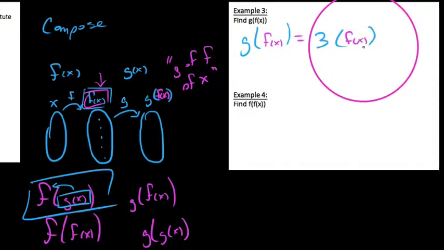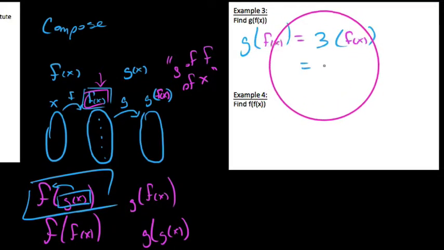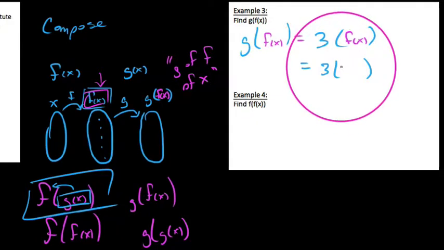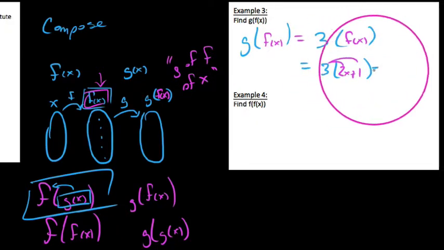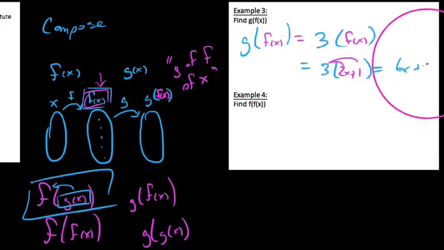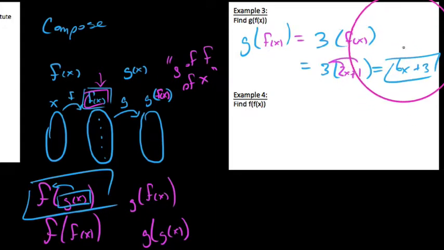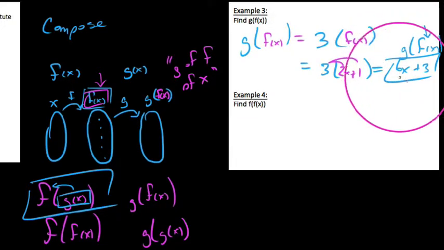And our input this time is f of x. Wherever I see an x, I'm going to put f of x. So I'm going to say, well, 3 times f of x would really be 3 times 2x plus 1, which when we simplify this, we could just go ahead and distribute here. We get 6x plus 3. So this thing right here, I'm going to give this a name. We're going to call this g of f of x. This is what we get when we plug all the y values for f into g. We get 6x plus 3.